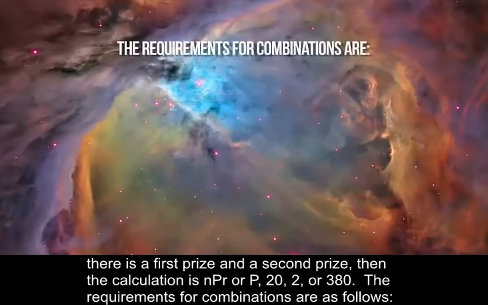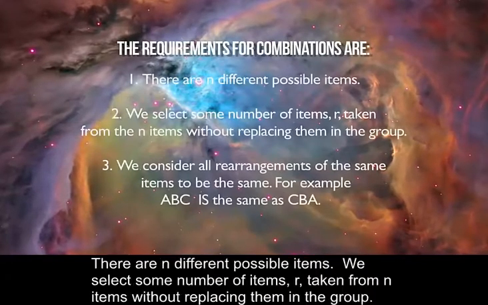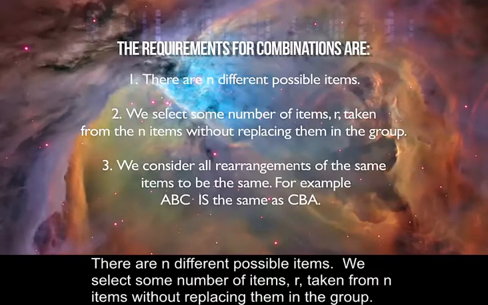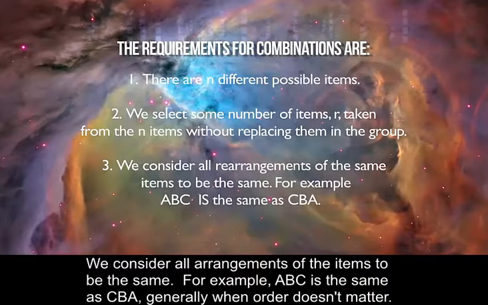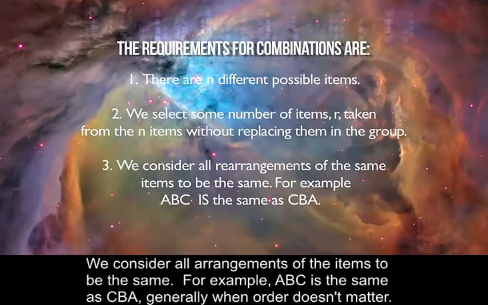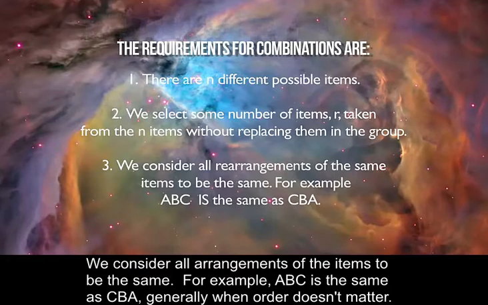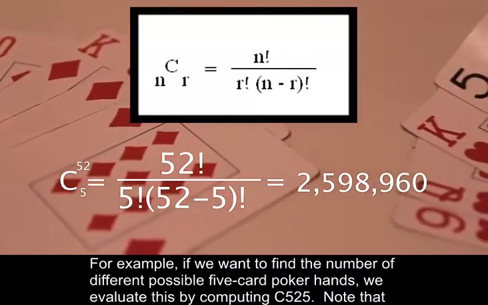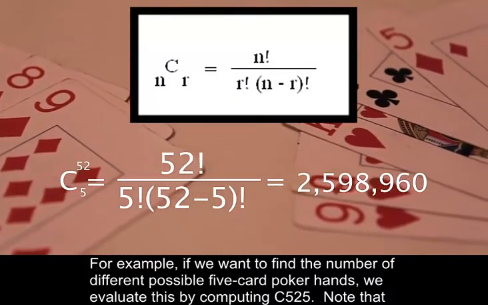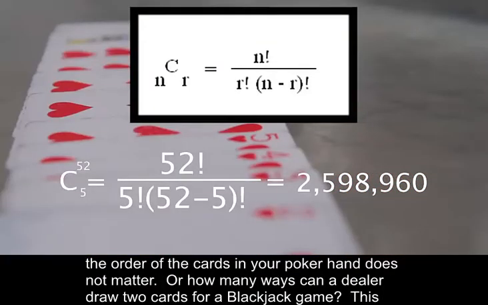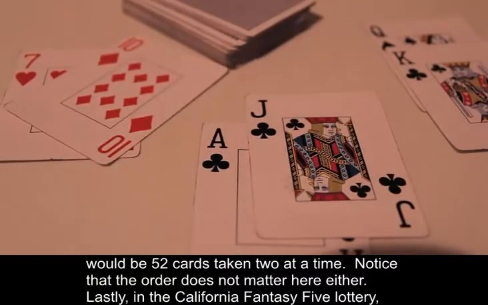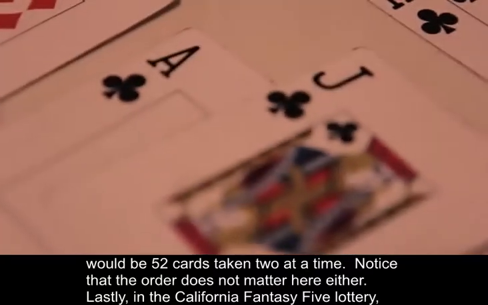The requirements for combinations are as follows. There are n different possible items. We select some number of items r taken from n items without replacing them in the group. We consider all arrangements of the items to be the same. For example, ABC is the same as CBA, generally when order doesn't matter. For example, if we want to find the number of different possible 5-card poker hands, we evaluate this by computing C(52,5). Note that the order of the cards in your poker hand does not matter. Or how many ways can a dealer draw 2 cards for a blackjack game? This would be 52 cards taken 2 at a time. Notice that the order does not matter here either.